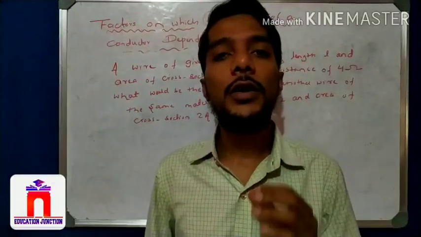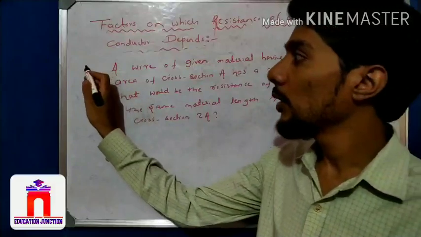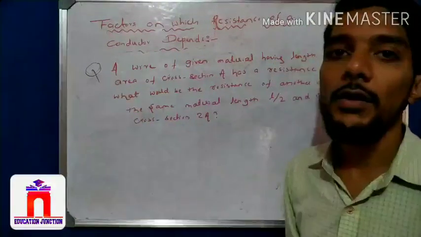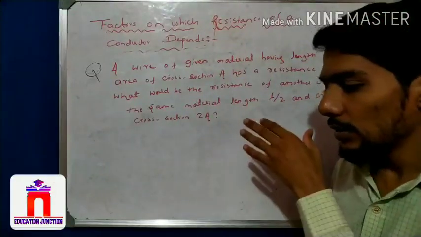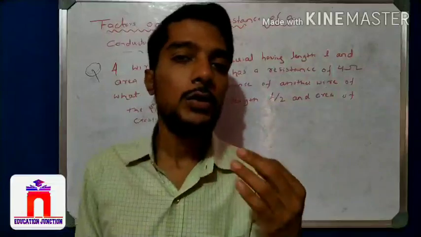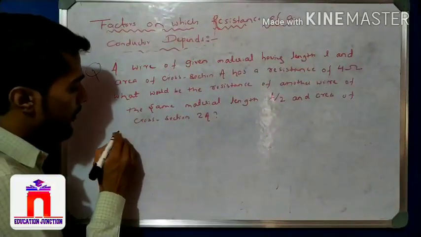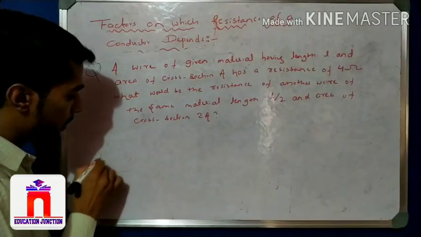Okay students, now take the last point of this video, that is the numerical on this very important concept, the factors on which the resistance of a conductor depends. On that we take a last problem. After that we close this video, right? So here see the solution.